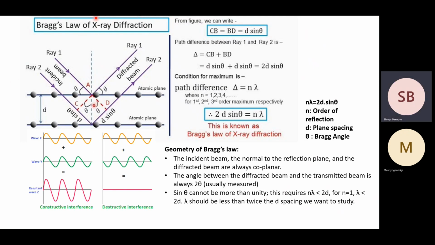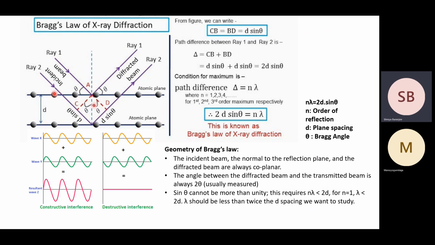We will now talk about Bragg's law of X-ray diffraction. What is shown here are the lattice points of a crystal. And this is an incident beam of X-ray. Suppose you have taken two X-rays that are parallel to each other. This X-ray comes, it reflects off this atom. Here it is called diffraction, and this is the diffracted ray.